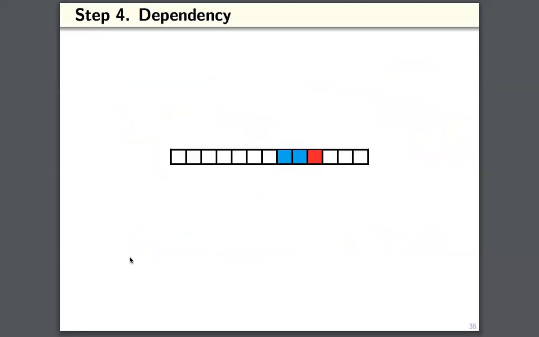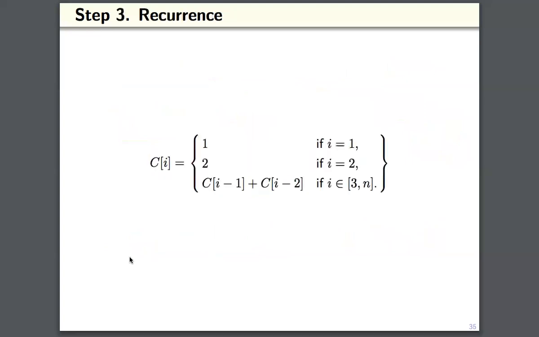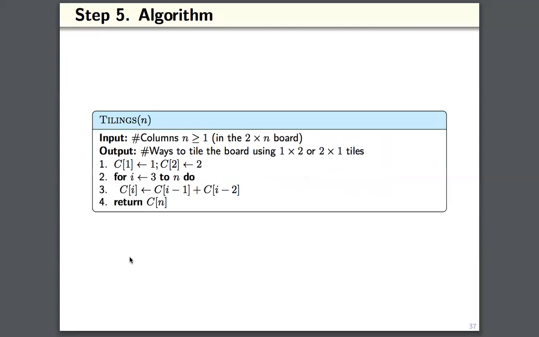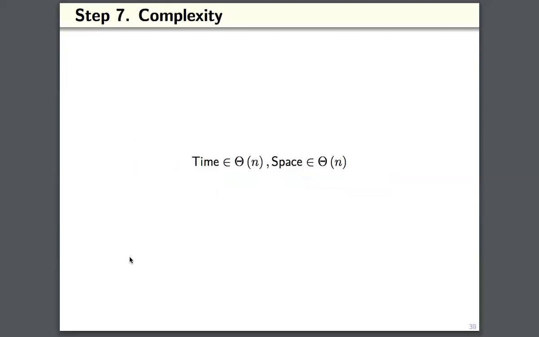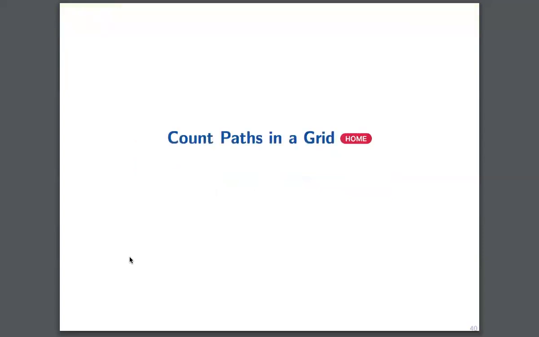Okay, let's move ahead. And dependency is the same as Fibonacci, just the base cases are different. There we had 0, 1. Now we have 1, 2. It doesn't matter. The numbers will be very similar. Complexity is the same. Okay, I think we will stop here. We will continue in the next session.